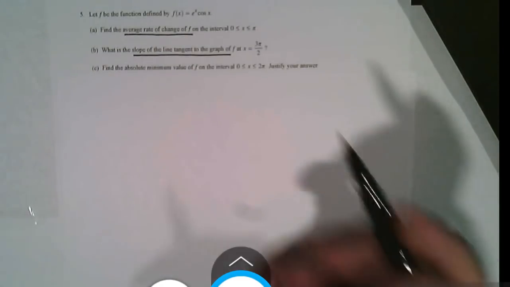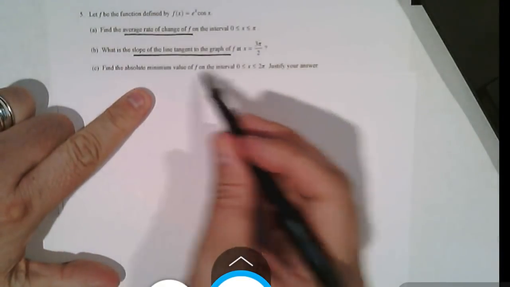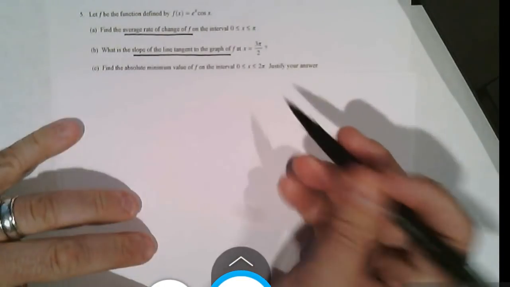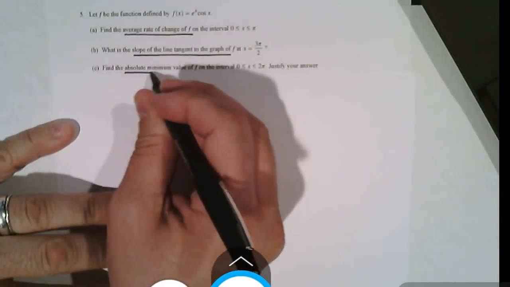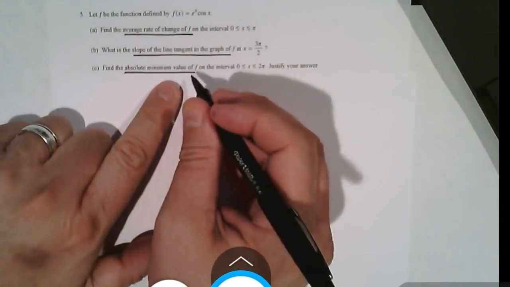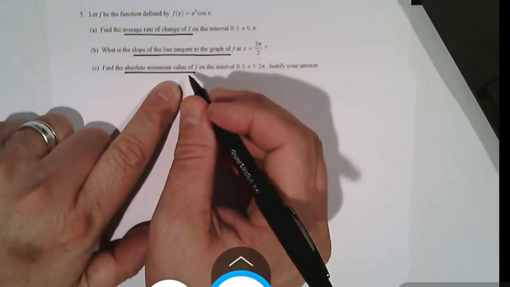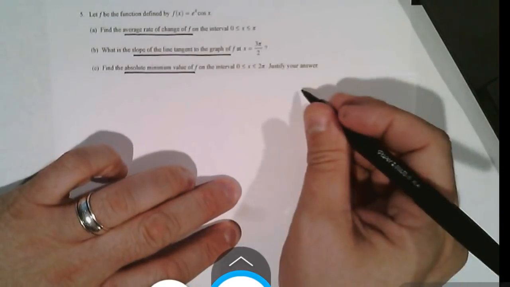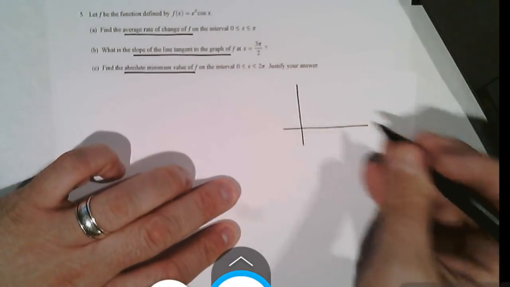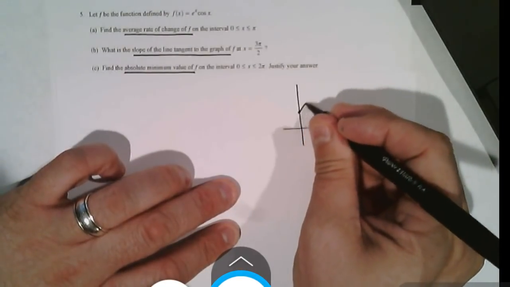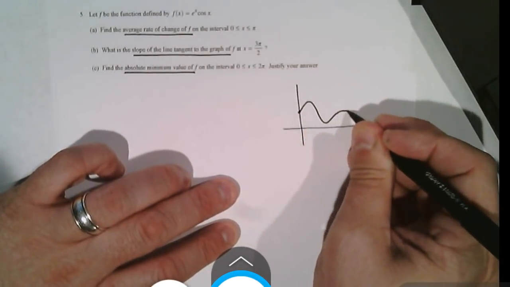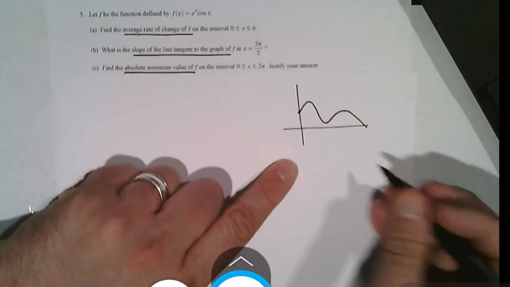In Part C, find the absolute minimum value of f on the interval 0 to 2 pi. I want the absolute minimum value of f. That means the lowest point. So I don't necessarily know what the graph looks like, but let's say that my graph looks something like that.